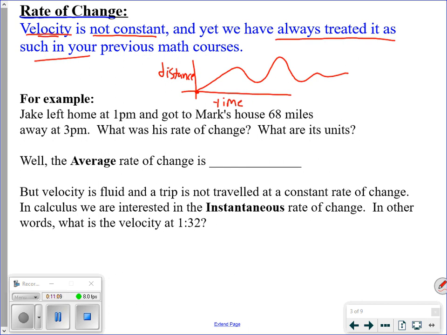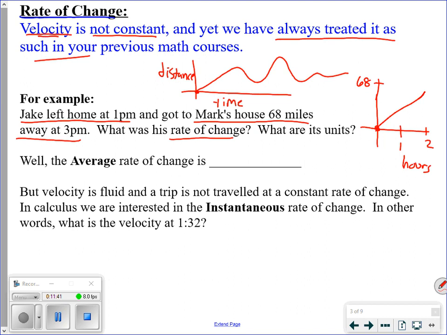For example, Jake left home at 1 p.m. and got to Mark's house 68 miles away at 3 p.m. What was his rate of change? What are his units? First of all, I'm starting at time equals 0. I'm going from 1 o'clock to 3 o'clock. That's a total of 2 hours. So 2 hours have passed, and I've gone from 0 to 68 miles. But if I go 2 hours, am I going at a constant rate the entire time?